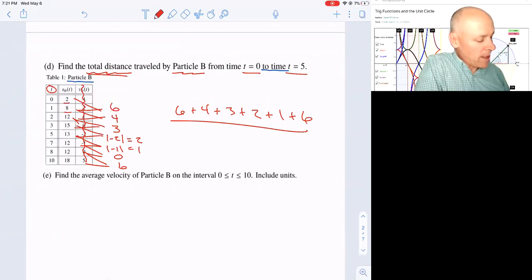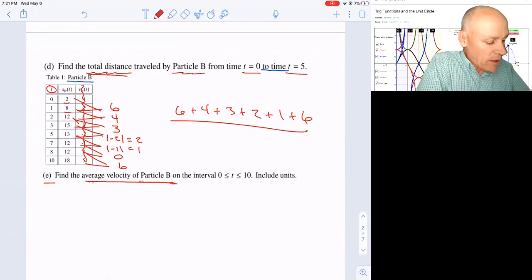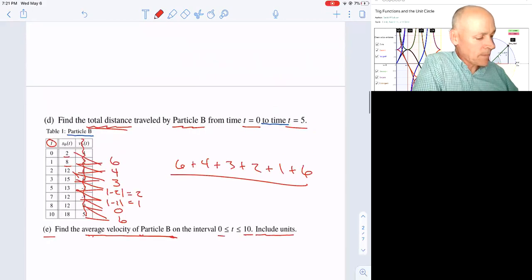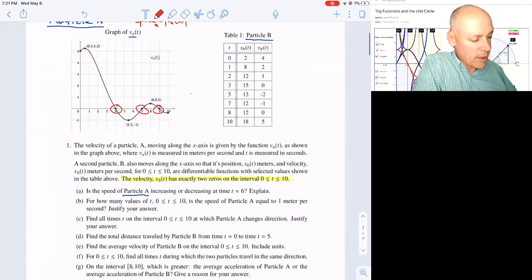Part E: find the average velocity of particle B, again still talking about particle B, on the interval from 0 to 10. And we want to include the units. Well, we are going to be looking at the table again. So let me just bring that table.